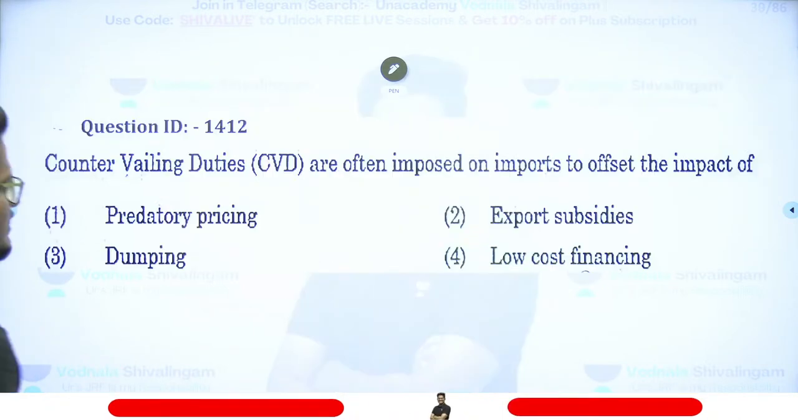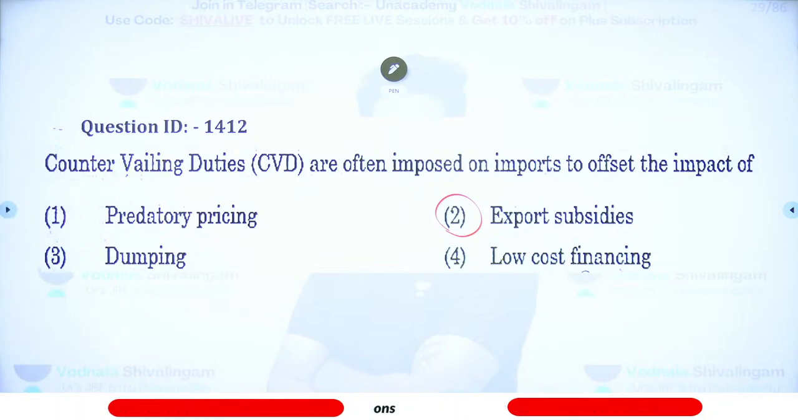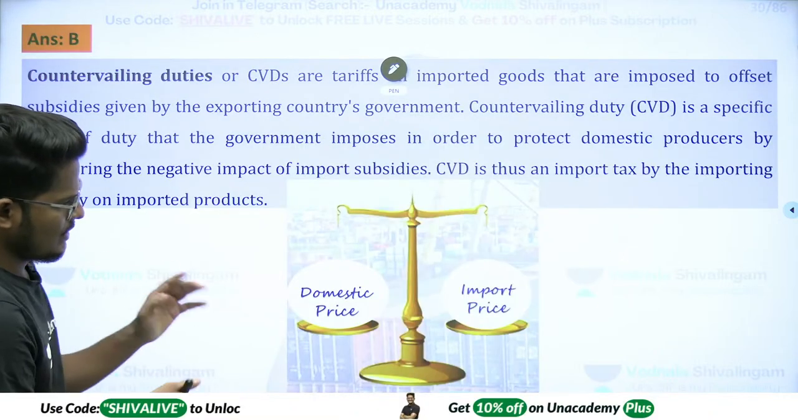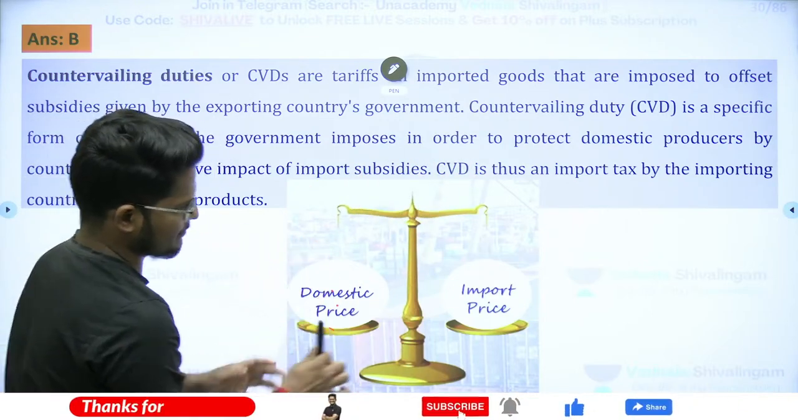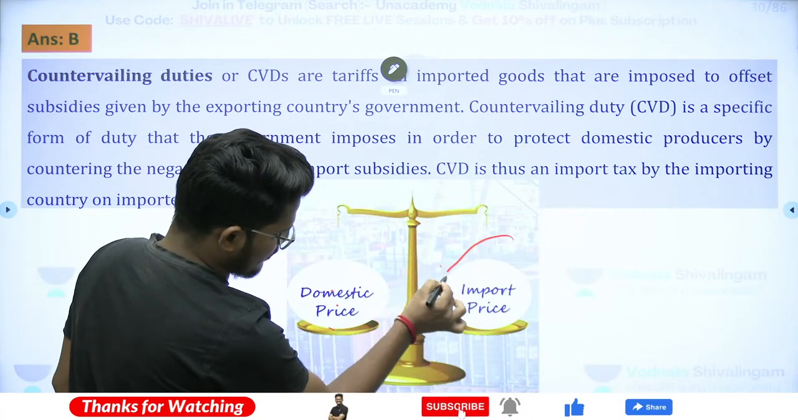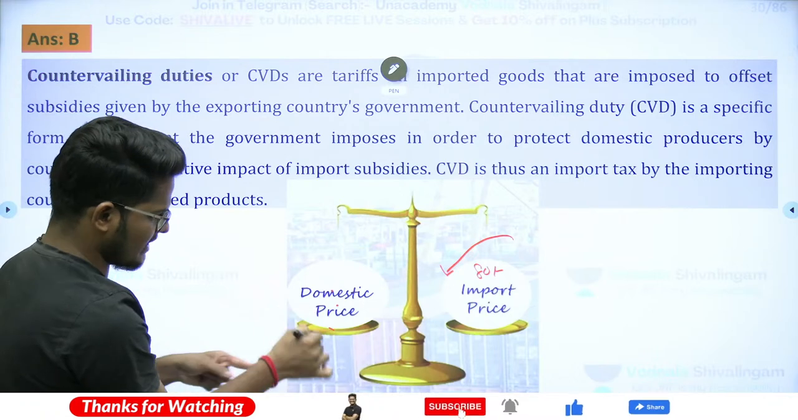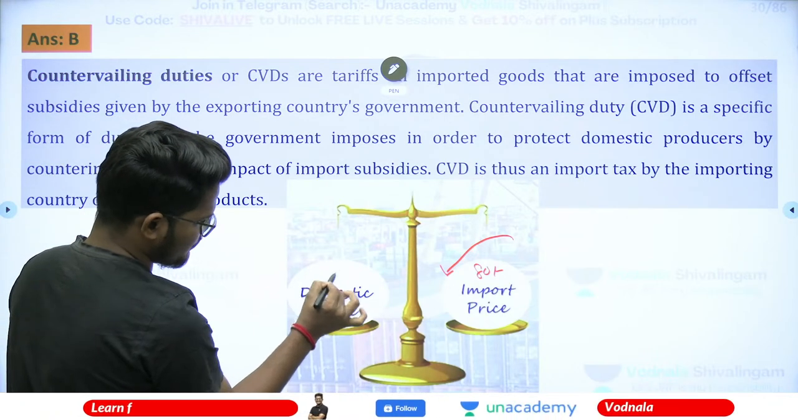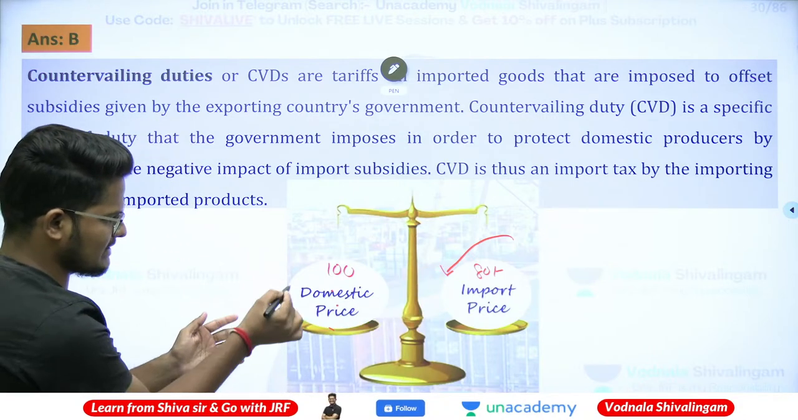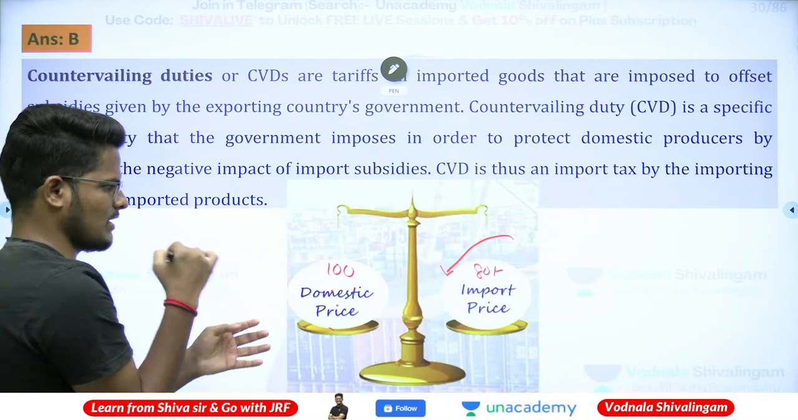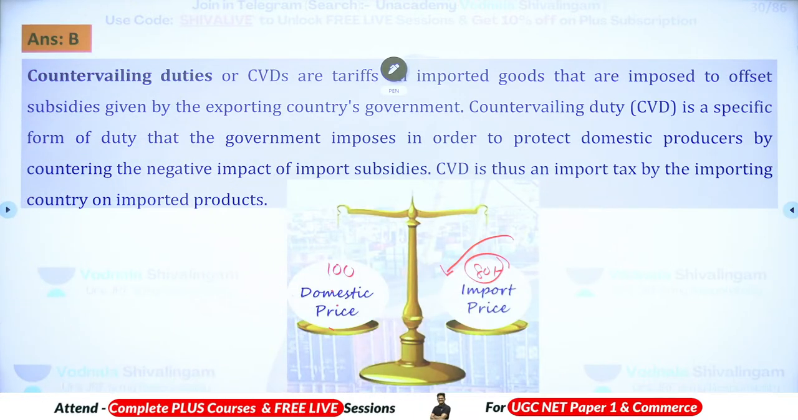So the answer is export subsidy. Export subsidy is the correct answer, because countervailing duty is nothing but a duty applied whenever our import price is less as compared to the domestic price. Suppose the price at which you are importing is 80 rupees, but the same product's domestic price in India is 100 rupees. If you are importing at 80 rupees, will anybody buy the Indian domestic product? No, everybody will import the product, because it is 20 rupees less. Why would they buy the domestic product?